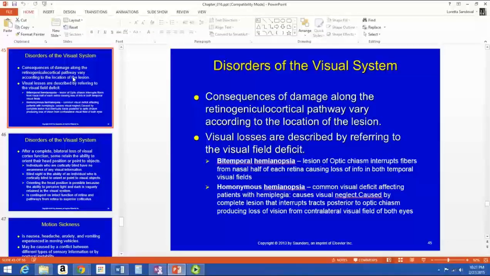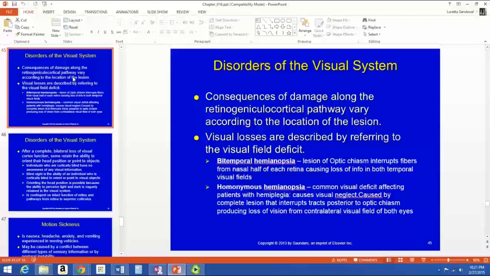Okay. In homonymous hemianopsia, a lot of times this happens in people with hemiplegia, so after a stroke, or sometimes people with CP. I have worked with a couple people with brain injuries who have homonymous hemianopsia. It can cause visual neglect where one side of the visual field is not attended to. It's caused by a complete lesion that interrupts tracts posterior to the optic chiasm. So it produces loss of vision from the contralateral visual field of both eyes.